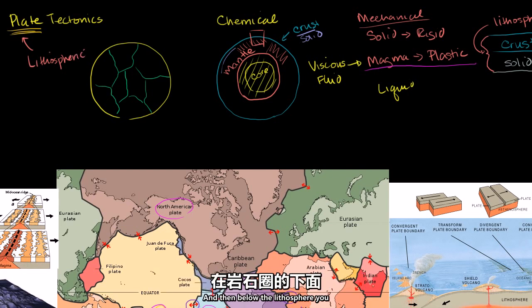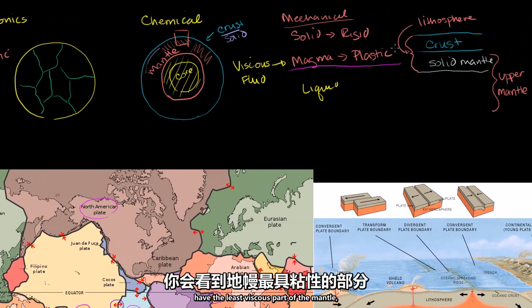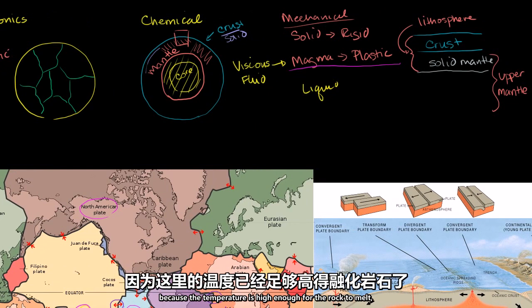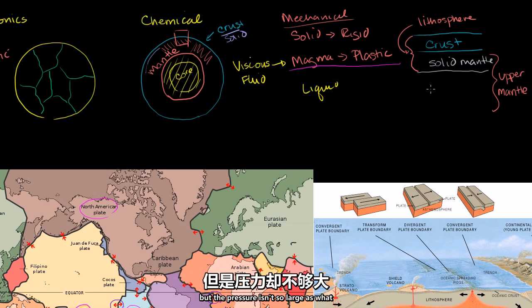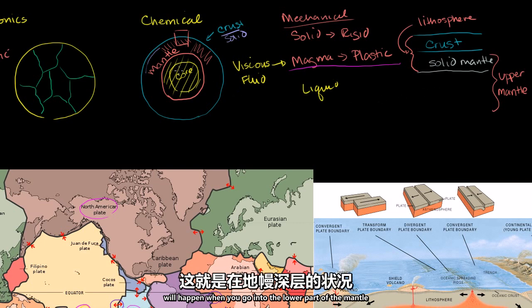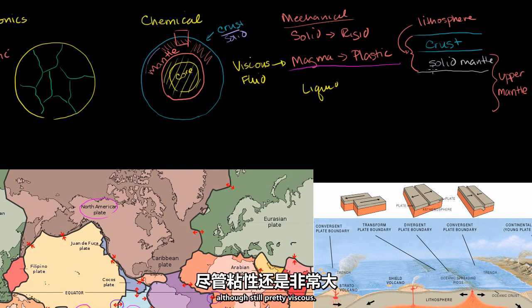And then below the lithosphere, you have the least viscous part of the mantle, because the temperature is high enough for the rock to melt, but the pressure isn't so large as what will happen when you go into the lower part of the mantle, that the fluid can actually kind of move past each other. Although it's still pretty viscous, it's still a magma. So this is still kind of in its magma state.